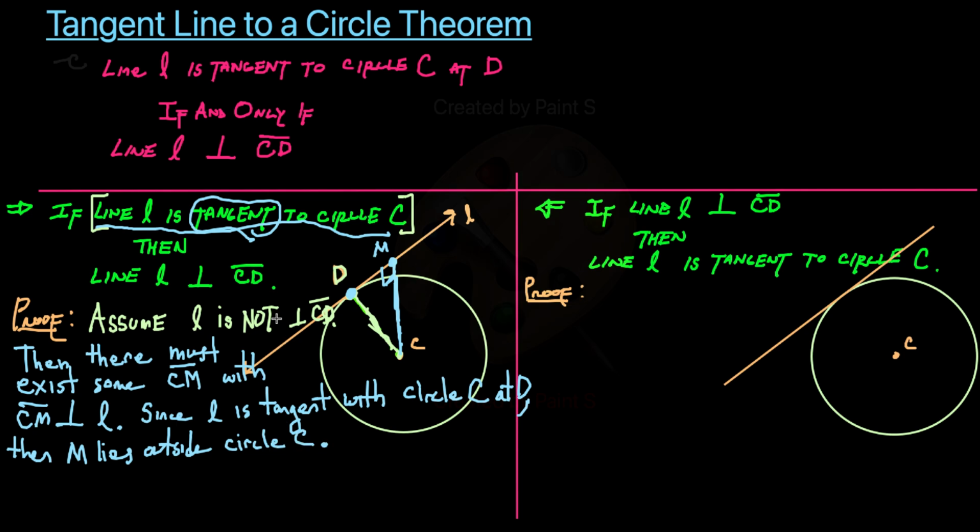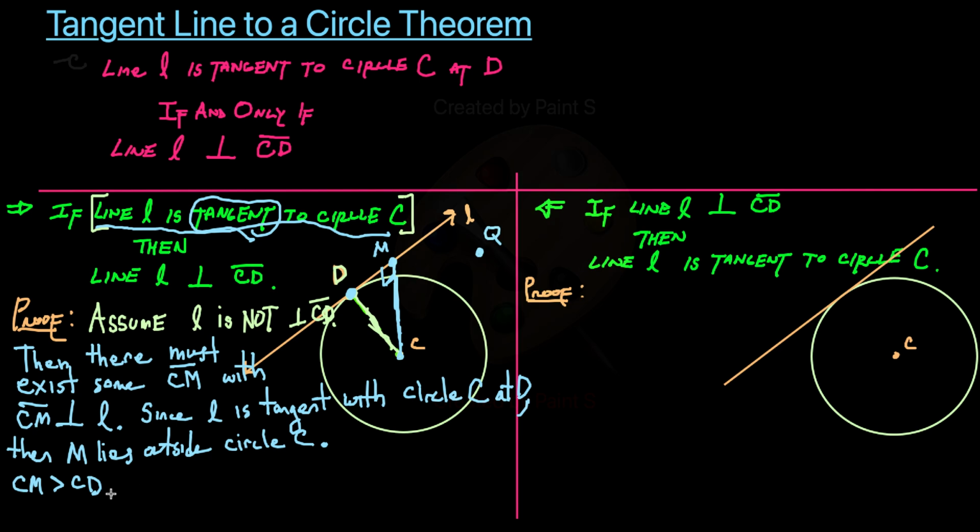Now we just need to convince ourselves that any point outside the circle is further away from the center than any point on the circle. I'm not going to write it, but you should convince yourself that for any point outside the circle, whatever point Q, the distance from C to Q is further than from C to any point on the edge. So since M lies outside the circle, CM, the distance between C and M, is greater than the distance between C and D, since D lies on the circle.